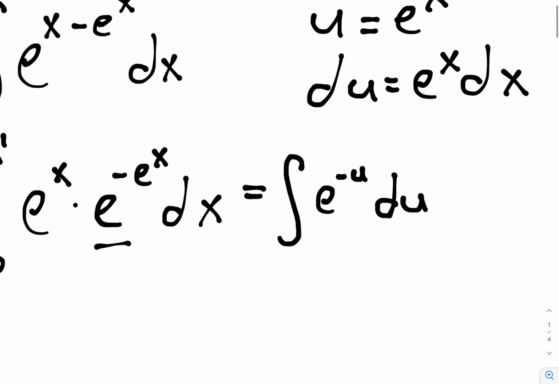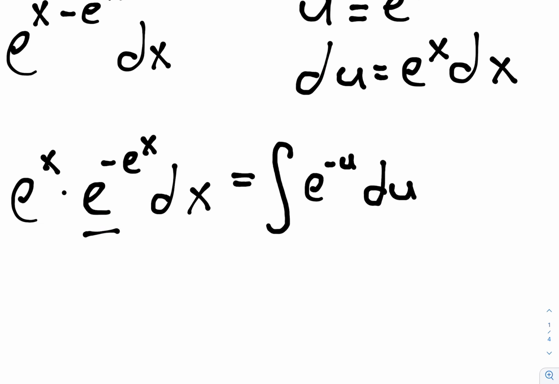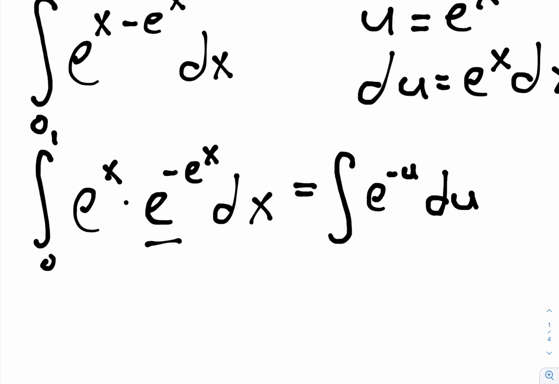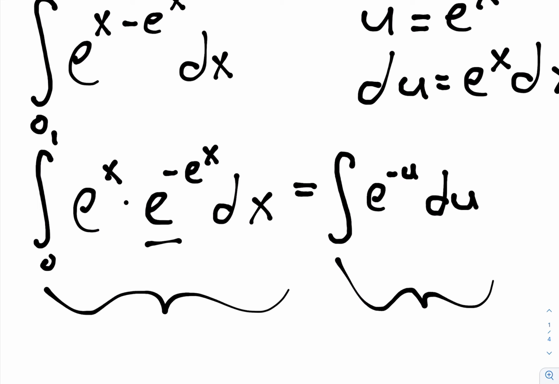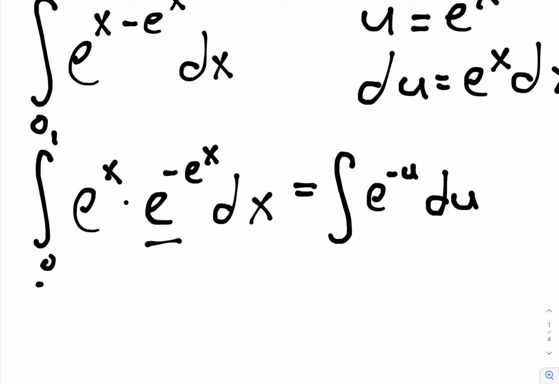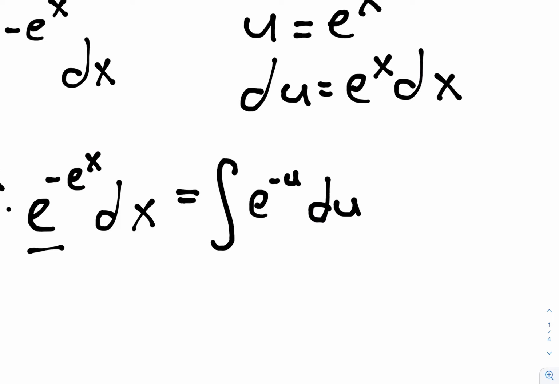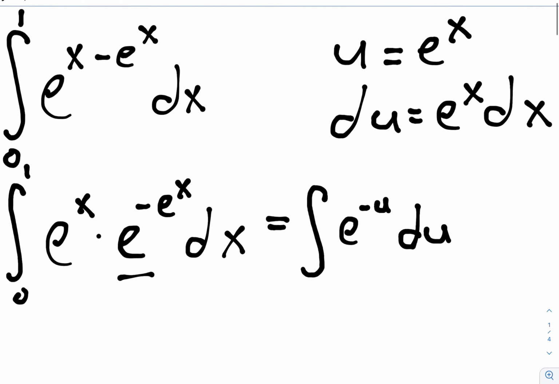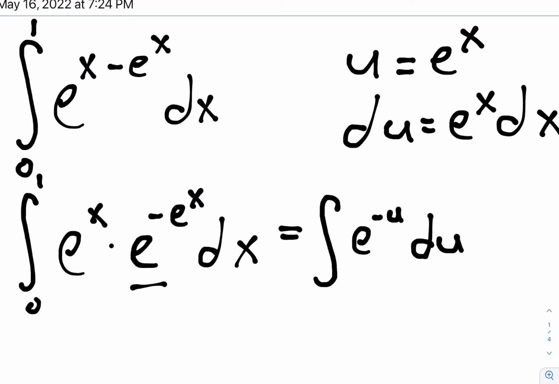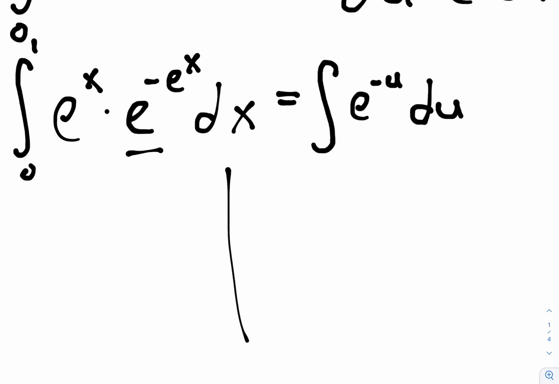And now if we think about our bounds, once we change this from an expression in terms of x into an expression in terms of u, we have to plug in 0 and 1 from our bounds into what u is. So our upper bound was 1 before. That was our x variable. If we were to plot that on a graph, 1 would be here on our x-axis and 0 would be here on our x-axis.